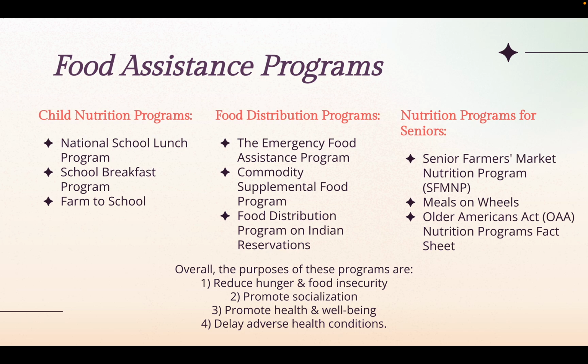Finally, there are also nutrition programs designated for seniors. These programs focus on the needs of older Americans aged 60 and over and include the Senior Farmers Market Nutrition Program, Meals on Wheels, and the Older Americans Act Nutrition Programs Fact Sheet. The Senior Farmers Market Nutrition Program is designed to provide low-income seniors with access to locally grown produce. Next, Meals on Wheels is a food delivery service for seniors.